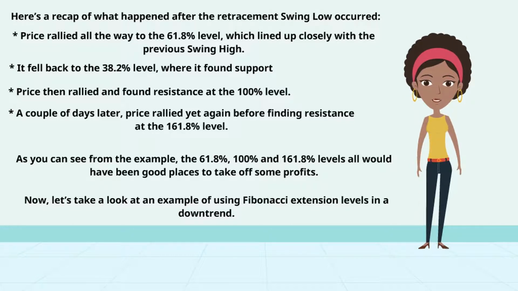Price then rallied and found resistance at the 100% level. A couple of days later, price rallied yet again before finding resistance at the 161.8% level. As you can see from the example, the 61.8%, 100% and 161.8% levels all would have been good places to take off some profits. Now, let's take a look at an example of using Fibonacci extension levels in a downtrend.